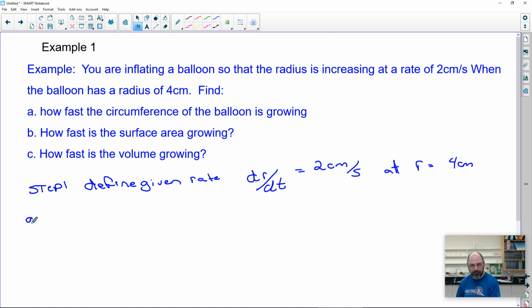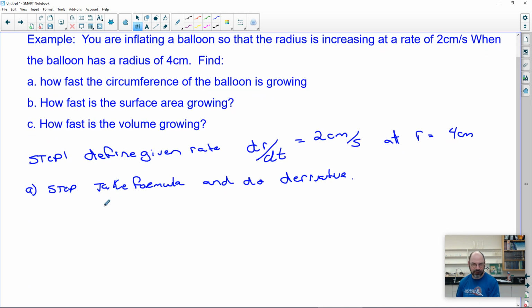Step 2, and we'll go with A now. Step 2, take the formula and do differentials. We'll call it derivative. Sometimes they call it differentials because you're doing it with respect to time when time isn't in there. So let's take the formula for circumference. We know that the circumference of a circle is equal to 2 pi r. So what we do is we do differentials. So we say dC/dt is related to, and now we do this one. 2 pi is a number. We take the derivative of r. The derivative of r is 1. And then we go dr/dt for the rate.